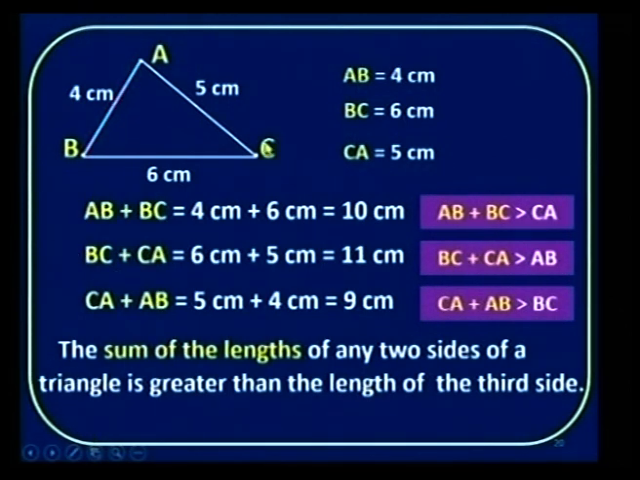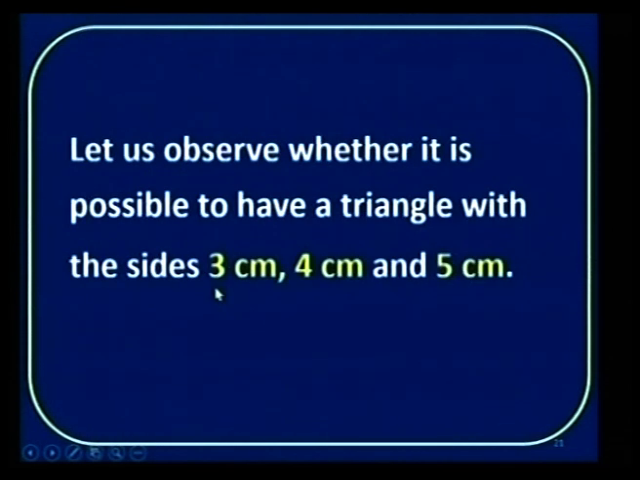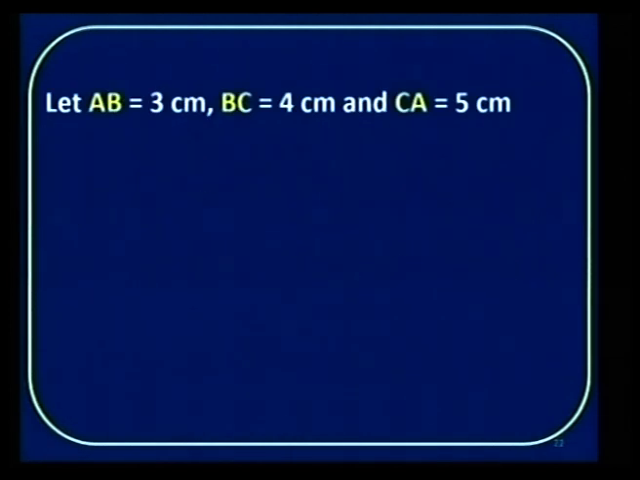Children, try to understand this. You take any triangle of your choice. You find the sum of two sides. Definitely the sum will be greater than the third side. Now, let us observe whether it is possible to have a triangle with the sides 3 centimeter, 4 centimeter and 5 centimeter or not. Let us take AB as 3 centimeter, BC as 4 centimeter and CA as 5 centimeter.